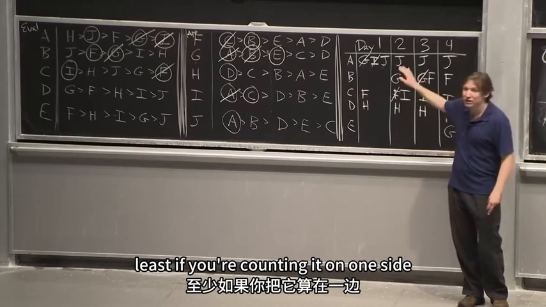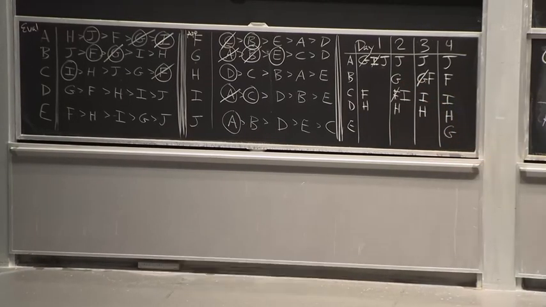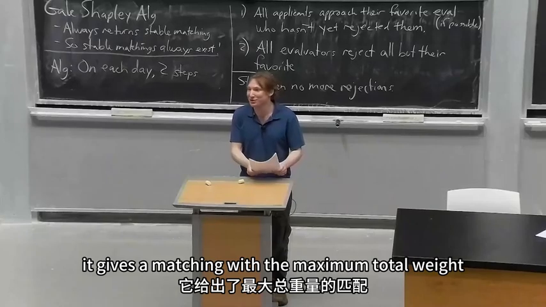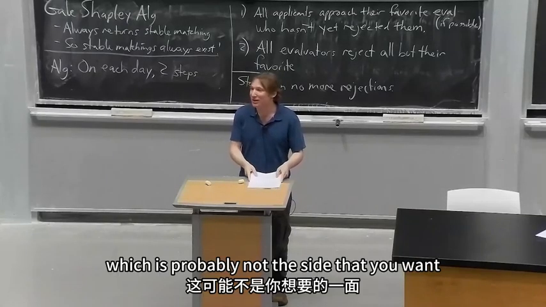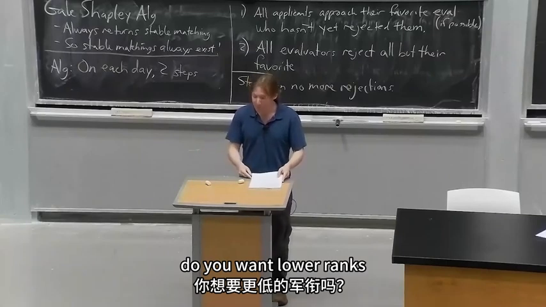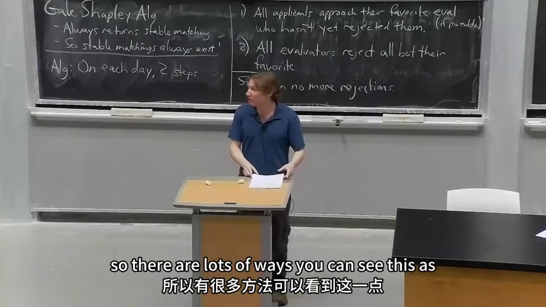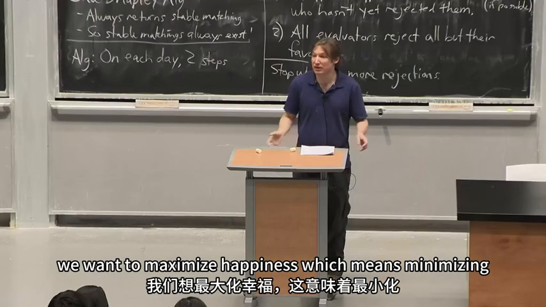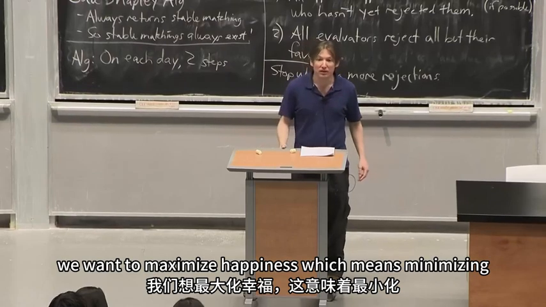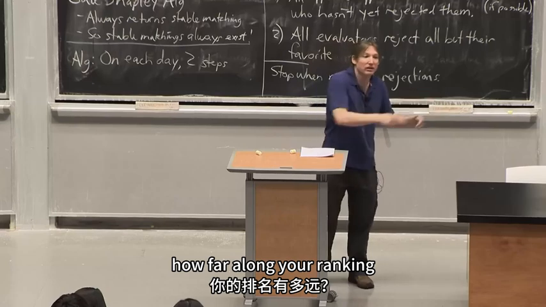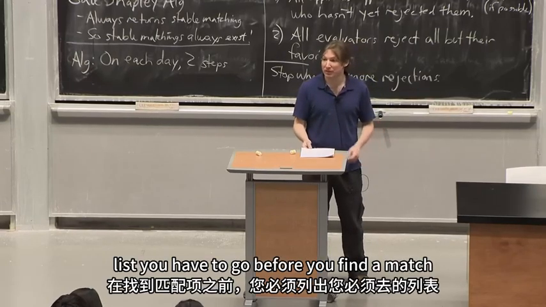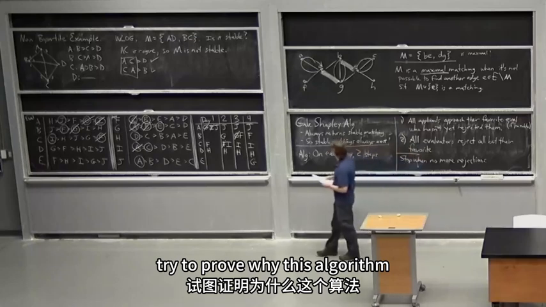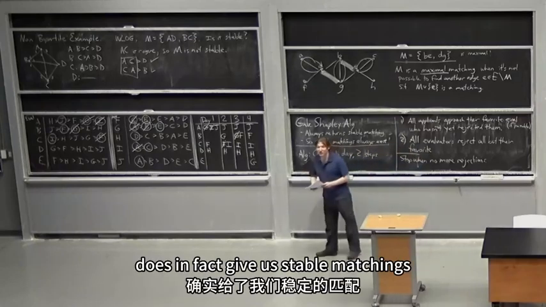At least if you're counting it on one side, I'm pretty sure the answer is yes. If you're counting it on the other side, I'm pretty sure it gives a matching with the maximum total weight, which is probably not the side that you want. You want lower ranks. But yeah, really great question. So there are lots of ways you can see this as, in some sense, some optimization problem. We want to maximize happiness, which means minimizing how far along your ranking list you have to go before you find a match. Cool. So let's try to prove why this algorithm does, in fact, give us stable matchings.